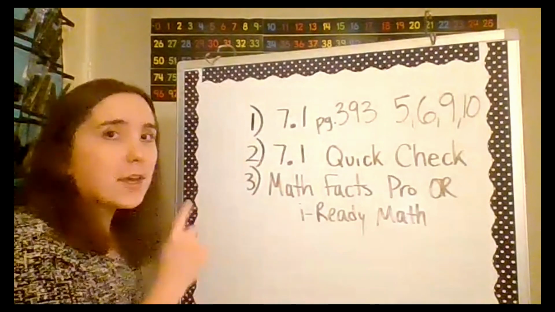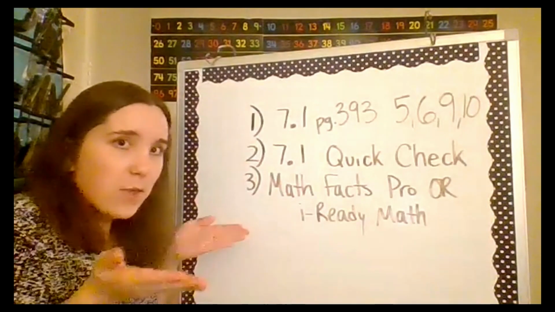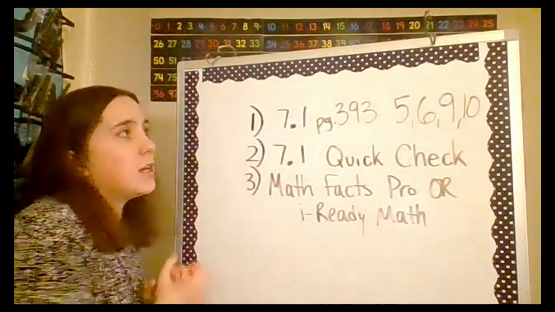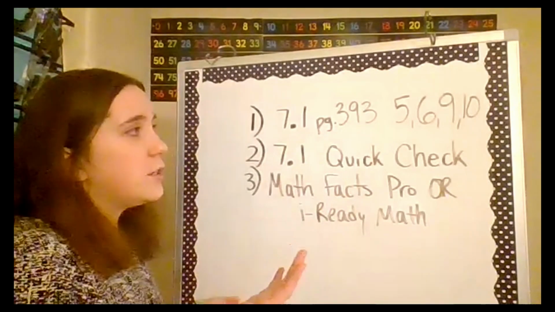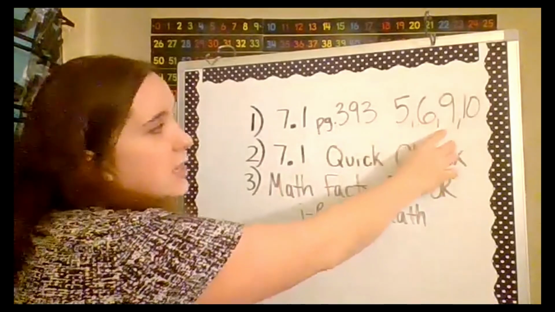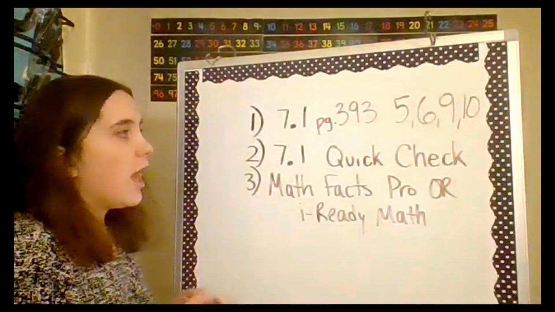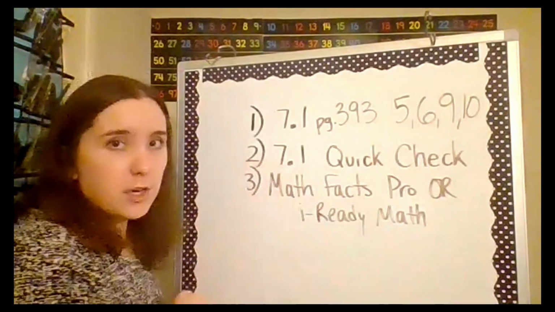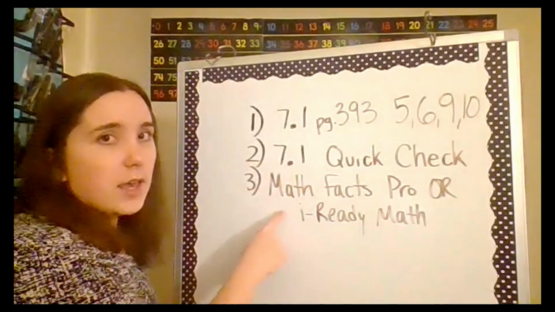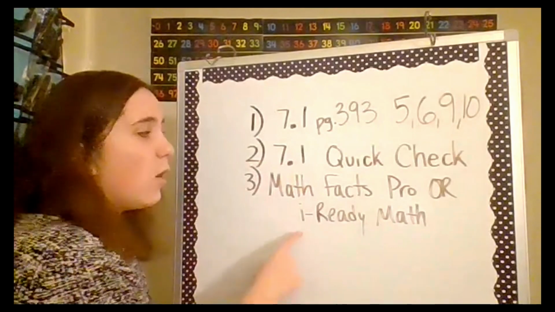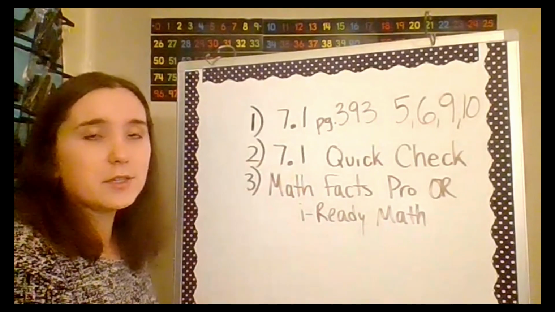Let's go check out your homework. Okay, so I want you to go back into your workbook, friends. Remember that big old math workbook that you have, and go to page 393. That's the page that we were just on. And you're going to do number 5, 6, 9, and 10. Okay, and then go do your quick check for today. And then after that, either spend some time on Math Facts Pro, or if you're in my class, today would be a great day to do some iReady.